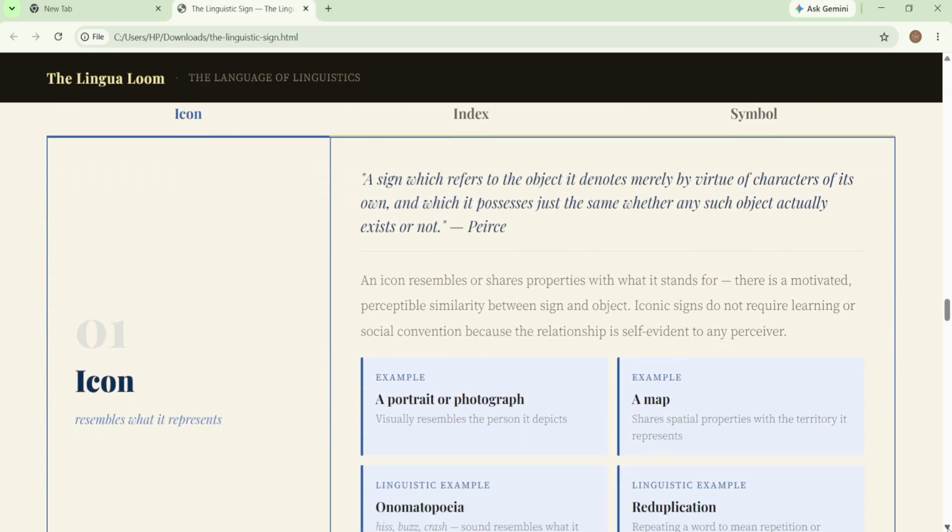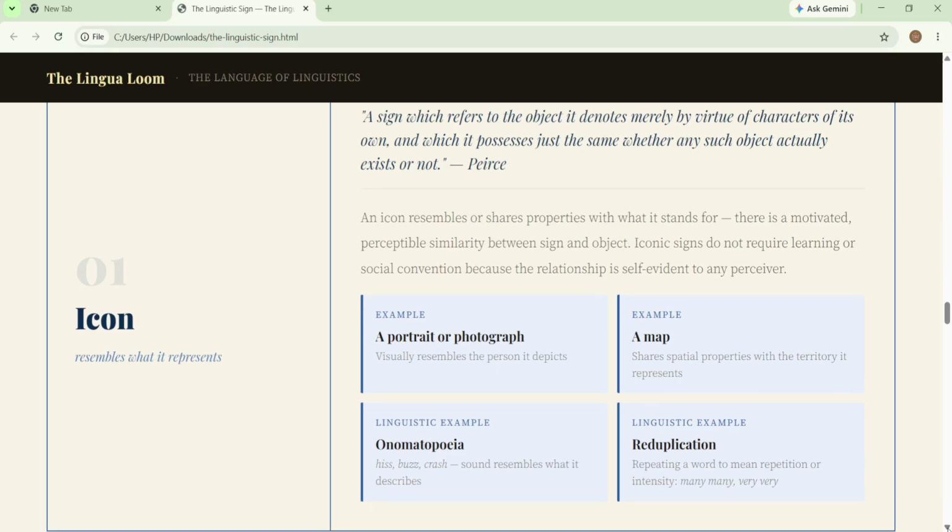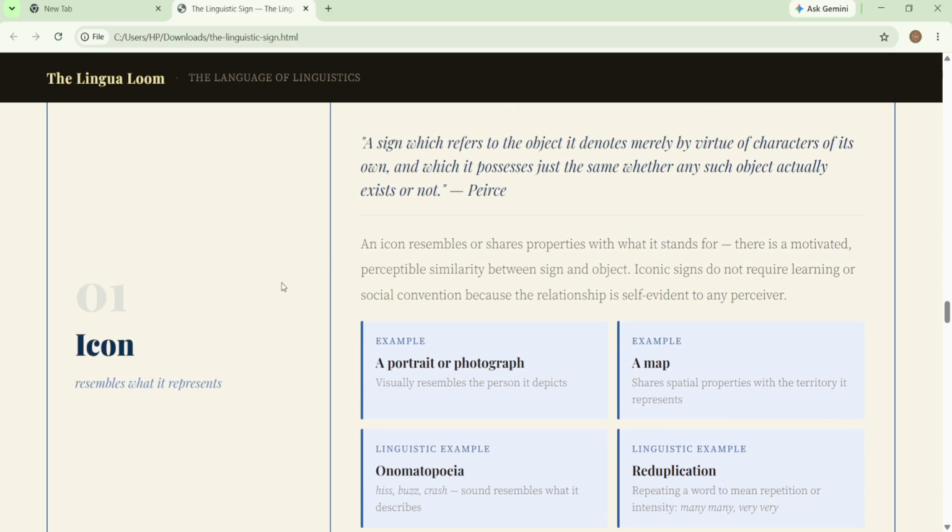Well, let's look at icon first. An icon resembles what it represents. So it is a sign which refers to the object it denotes merely by virtue of a character of its own, and which it possesses just the same whether any other such object actually exists or not. So this is what Peirce said. So an icon resembles or shares properties with what it stands for.